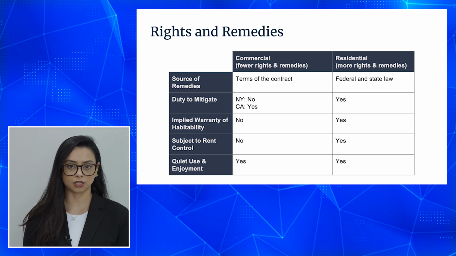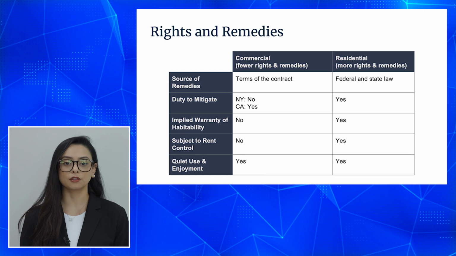Another important aspect to understand in a lease is called the duty to mitigate. When a tenant breaks a lease, a landlord may have imposed obligations to try and limit their financial loss should this occur. However, this duty varies by state and by type of lease. In residential leases, landlords always have a duty to mitigate. However, in commercial leases, it depends on the state. For example, in New York, landlords do not have a duty to mitigate, while in California, they do.